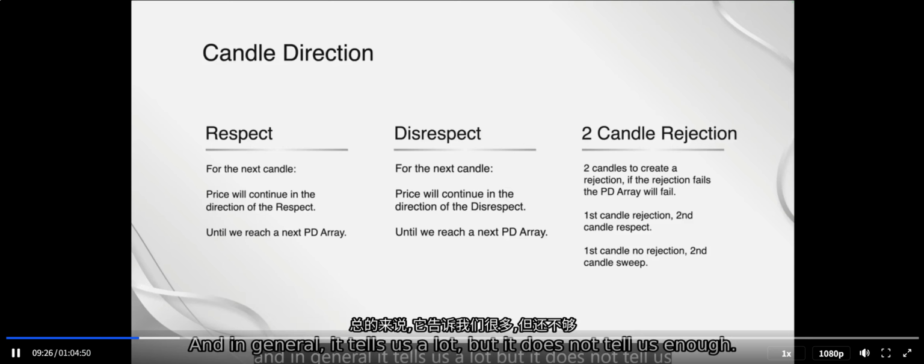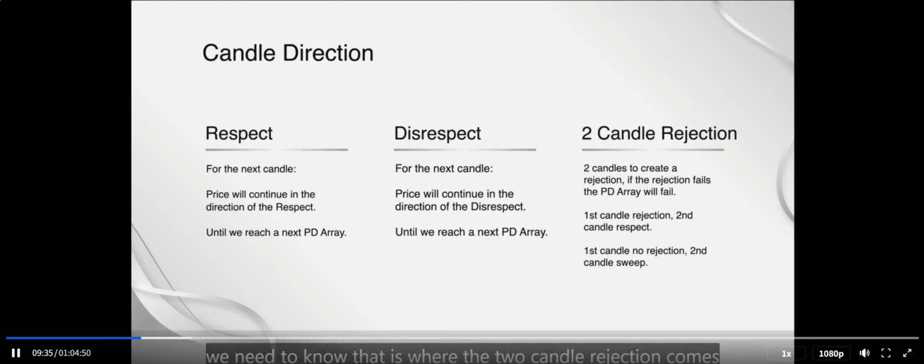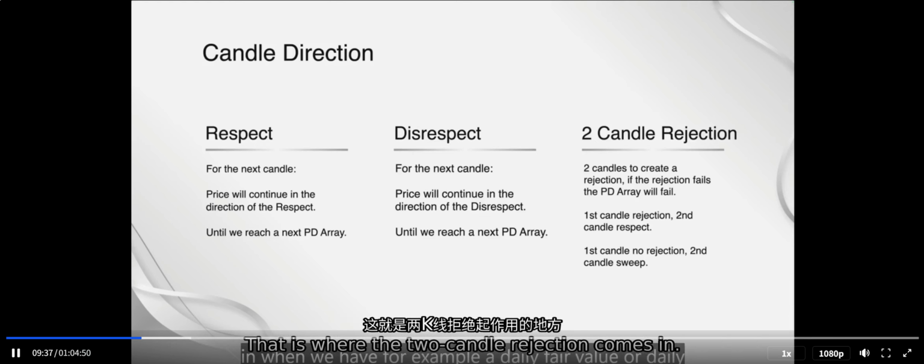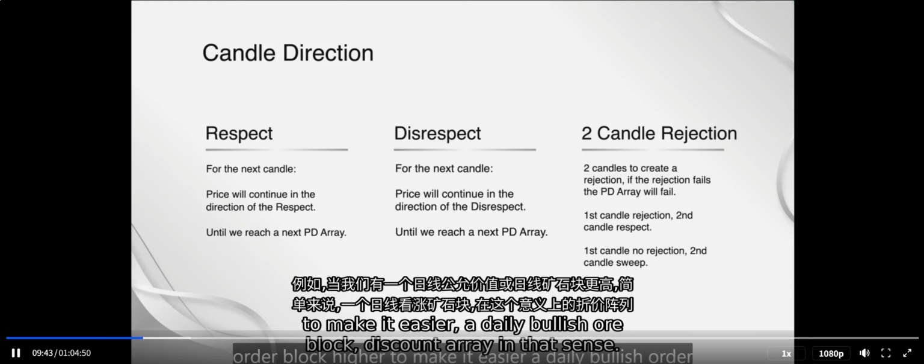And in general, it tells us a lot, but it does not tell us enough. It does not tell us all the small little secrets that we need to know. That is where the two candle rejection comes in. When we have, for example, a daily fair value gap or daily order block higher, to make it easier, a daily bullish order block, discount array in that sense.